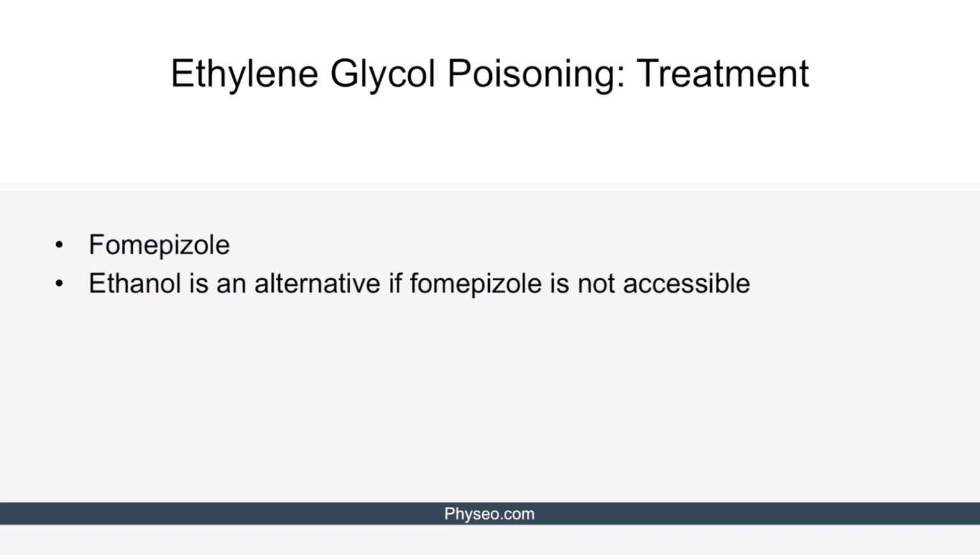The treatment for ethylene glycol poisoning is the same as methanol poisoning. Fomepizole is the treatment of choice. Ethanol is an alternative if fomepizole is not available.